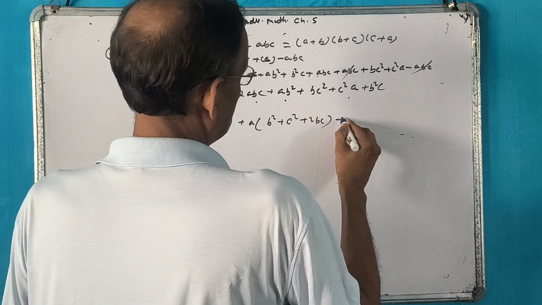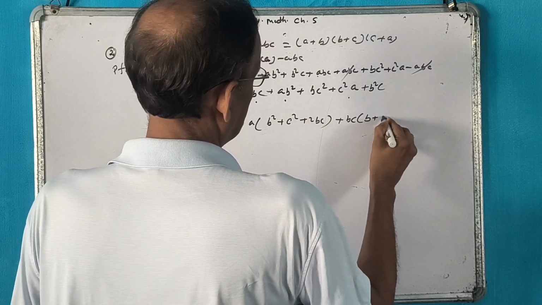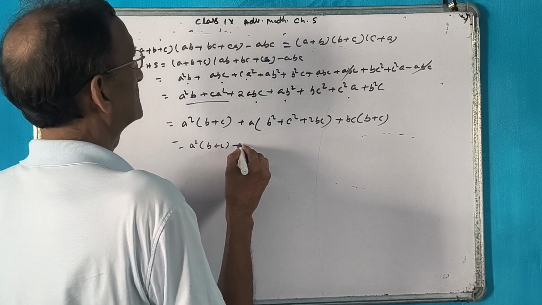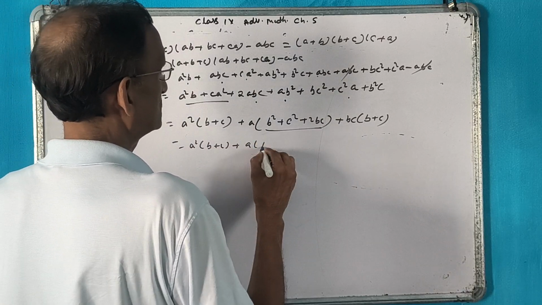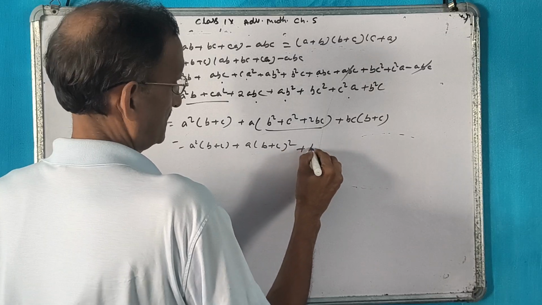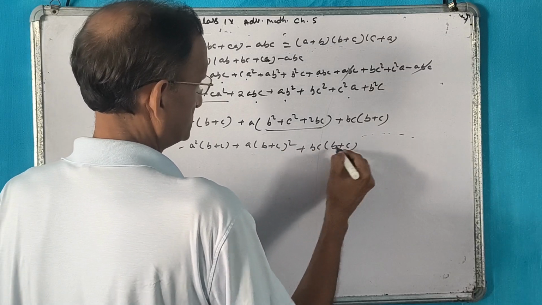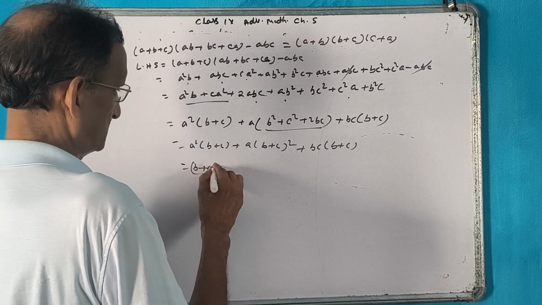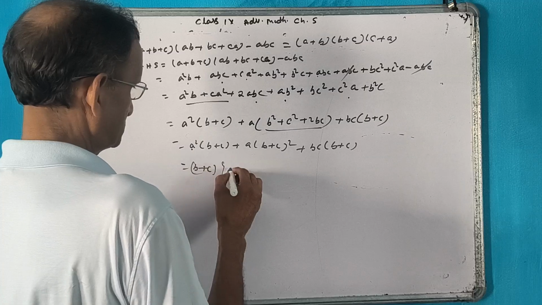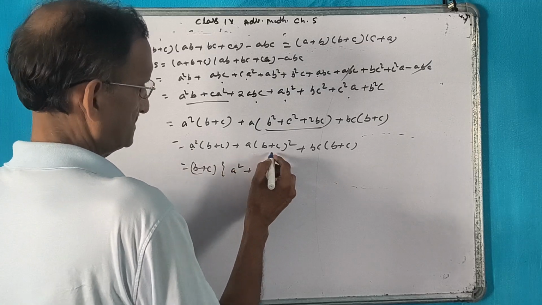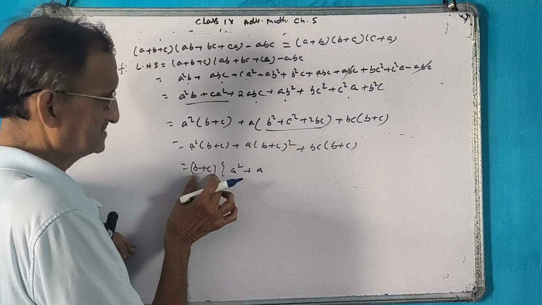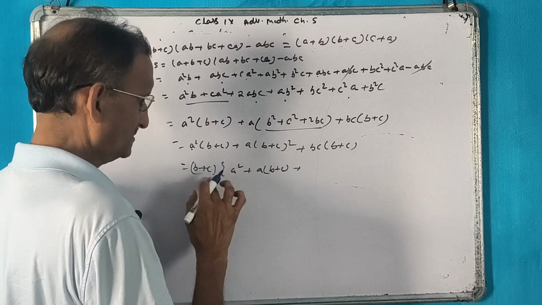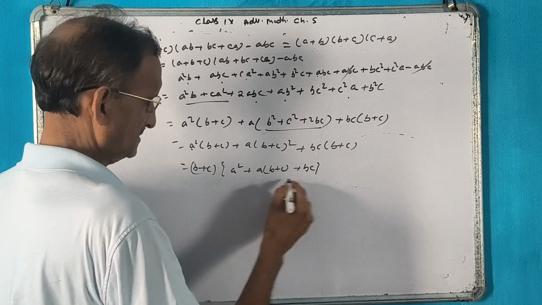From these two, what is common? bc, what you will get? (b plus c). So this is a squared into (b plus c), and this is a times (b plus c) whole square formula. And this is bc into (b plus c). See, in all three terms, we have (b plus c) common. What is left here? a squared. What is left here? From (b plus c) whole square, (b plus c) is common, what is left here? (b plus c). And this is already common, so only bc is here.